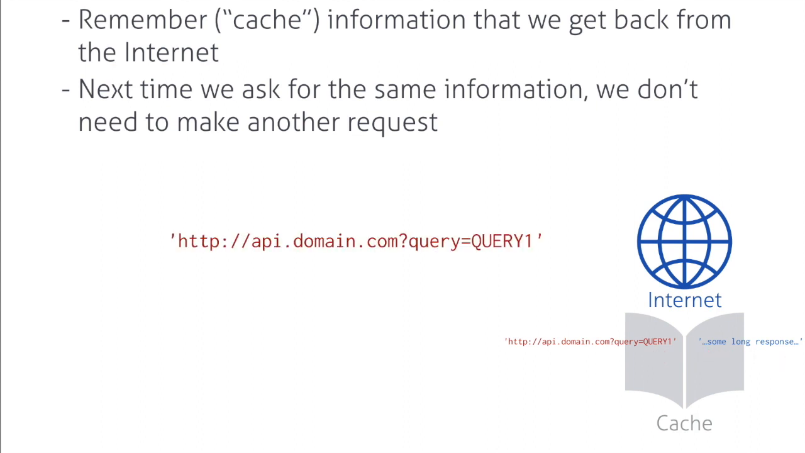Now the next time we ask for data from the same URL, we can see that it's in our cache, and we can get data back from our cache rather than making another request to the internet.